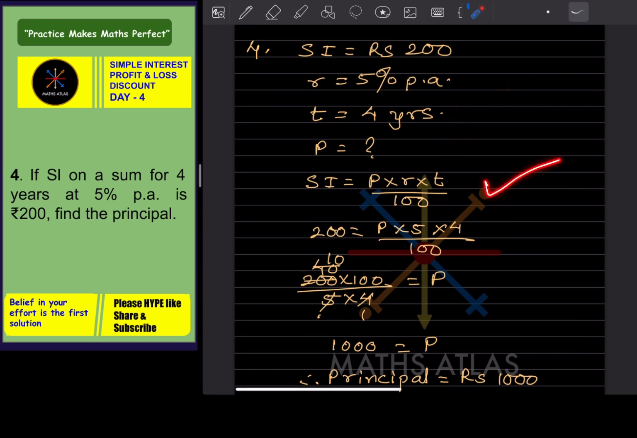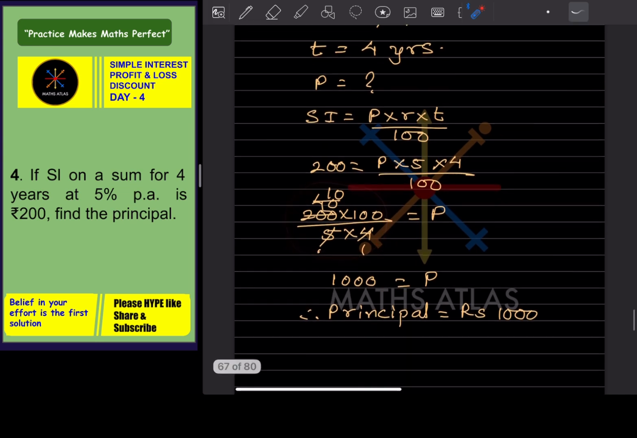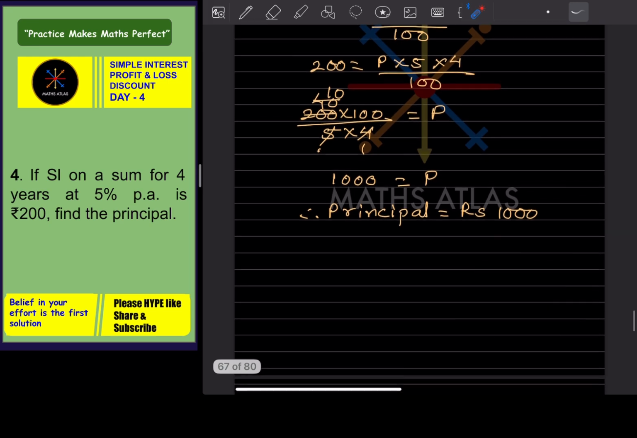So here again, we'll go with the same formula. In place of the simple interest, we'll write 200. We don't know the principal. We know the rate of interest. We know the number of years, divided by 100. So what will you do here? Here we will cross multiply. Here, this is divided, which means it is going to get multiplied, and this will go in the denominator, 5 into 4. That is, the principal will stay on the right hand side. So after simplifying this one, we get the principal as rupees 1000.